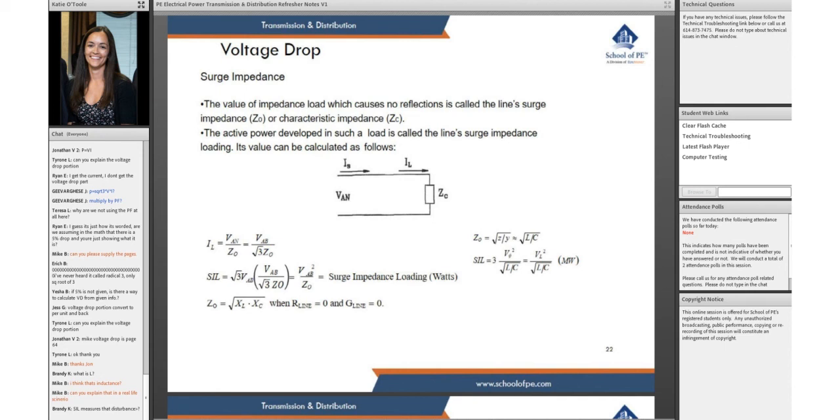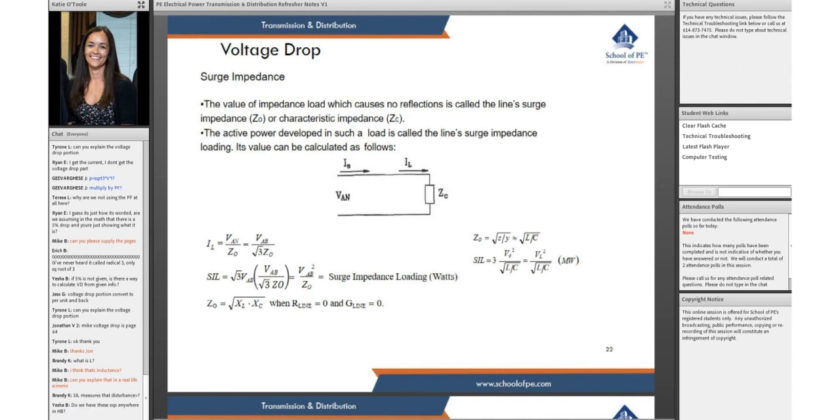So your characteristic impedance can also be calculated as the square root of your XL times your XC, when your R line is equal to 0 and your G line is equal to 0. It's very important. And there are a couple other ways you can calculate your characteristic impedance, depending on what you're given in your scenarios. You have the radical of Z divided by Y, or the radical of L divided by C.